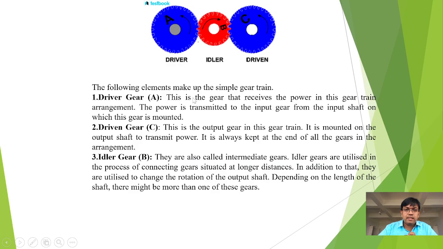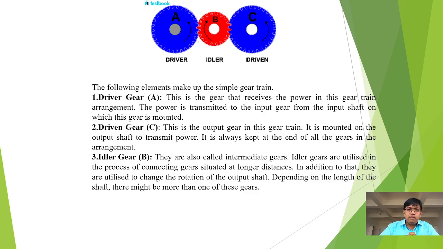Now in the simple gear train, you can also see the animation of the simple gear train here. A simple gear train consists of a driver, idler gear, and the driven gear. Generally, the driver gear will be mounted on the input shaft where the input rotation is given, and the driven gear is mounted on the output shaft where the output is being taken.